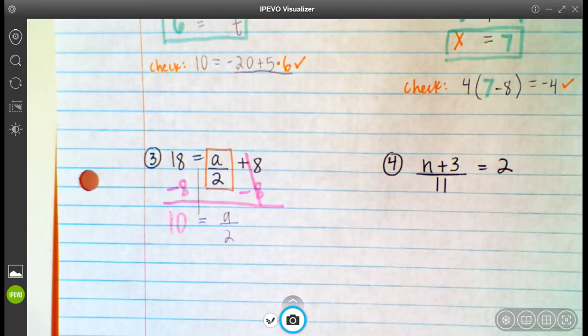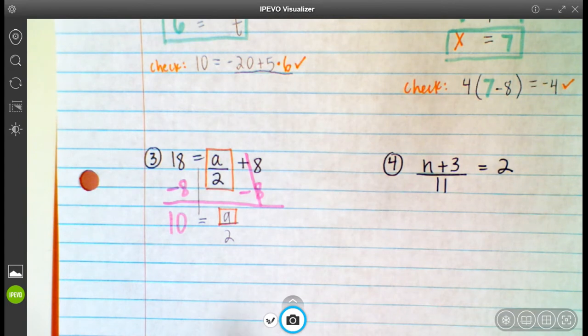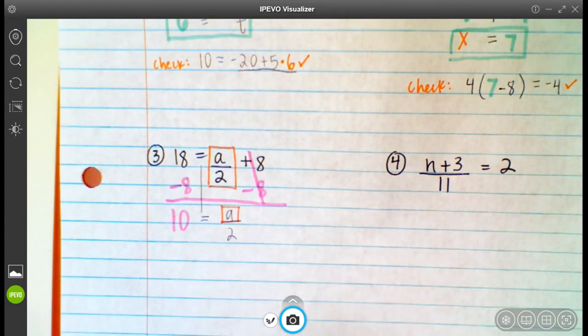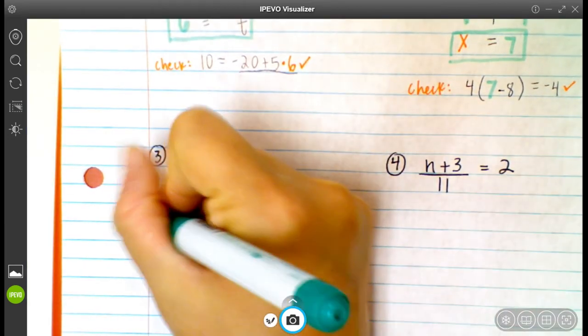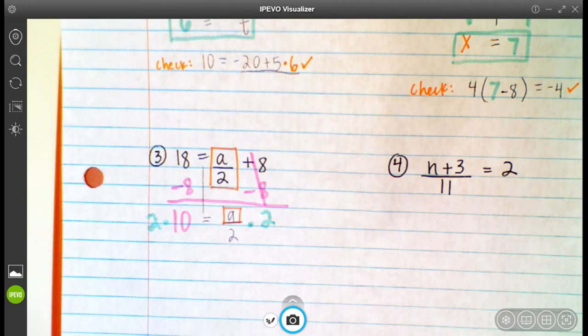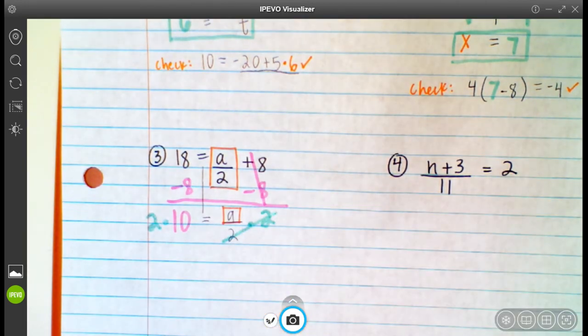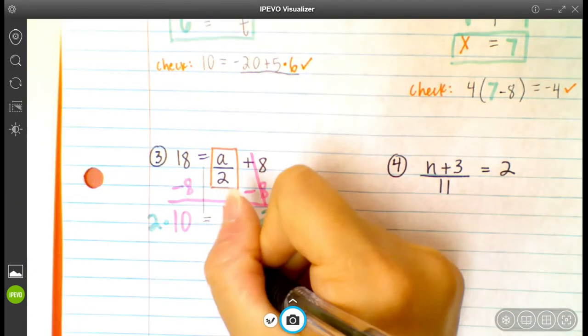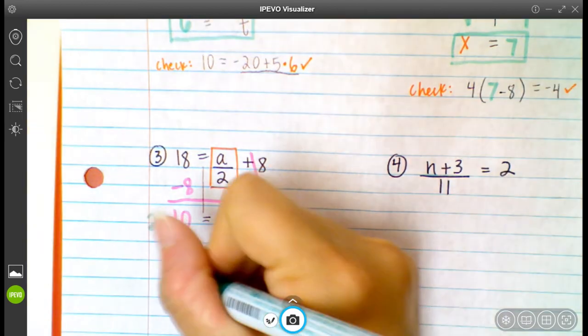And now, guys, we have to get a completely by itself. So instead of dividing by 2, we're going to reverse that, or undo it, by multiplying by 2 on both sides of our equal sign. So when we multiply and divide, they undo each other as operations, leaving us with little a equals 2 times 10, which is 20.